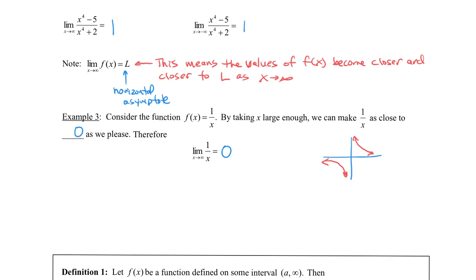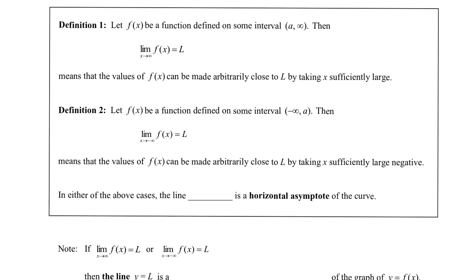So let's take a look at a couple definitions. Definition 1 says, let f of x be a function defined on some interval from a to infinity. Then the limit, as x approaches infinity, of f of x equals L, means that the values of the function can be made arbitrarily close to L. And we've learned before that arbitrarily close just means as close as we want, right? As close as we want.